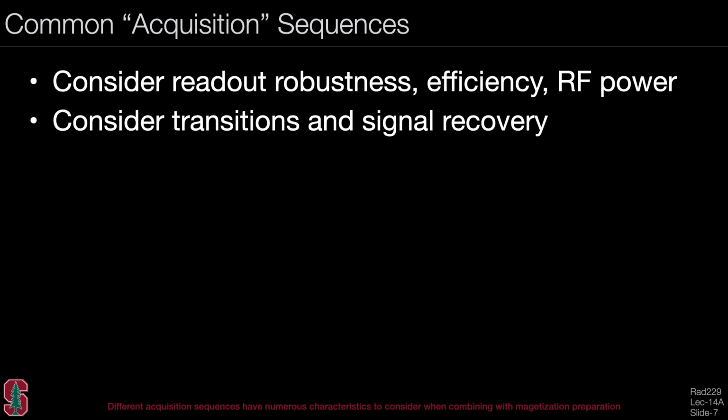So now we will look at some common acquisition sequences. We want to think about the readout robustness to various effects, such as static field inhomogeneities or flip angle effects. We want to think about the efficiency of the readout and the RF power. We also want to think about transitions between the magnetization preparation and the acquisition sequences, and the effect of signal recovery during the acquisition sequence.